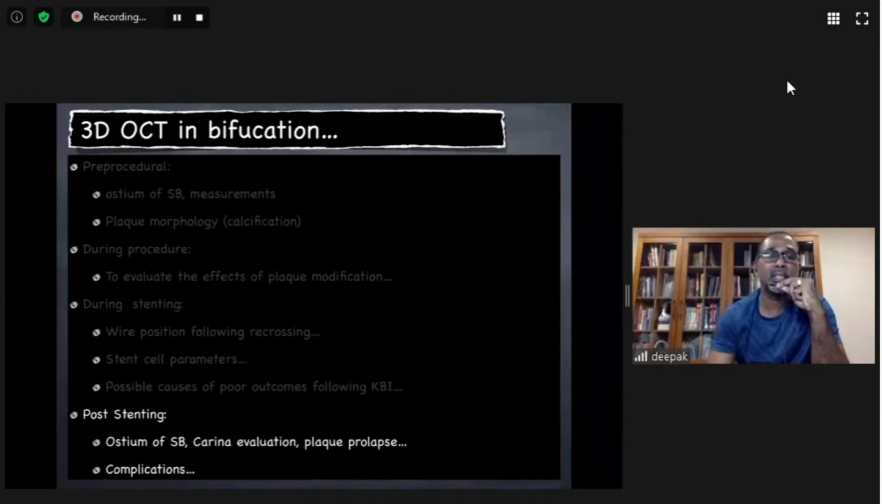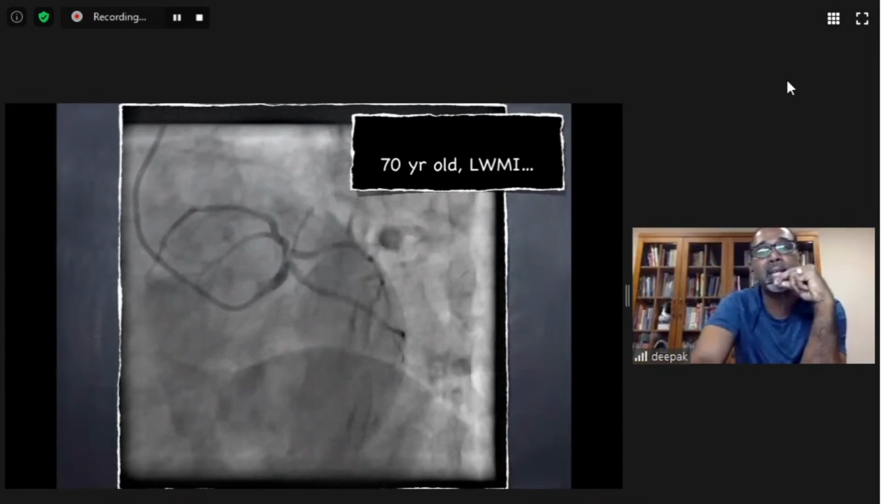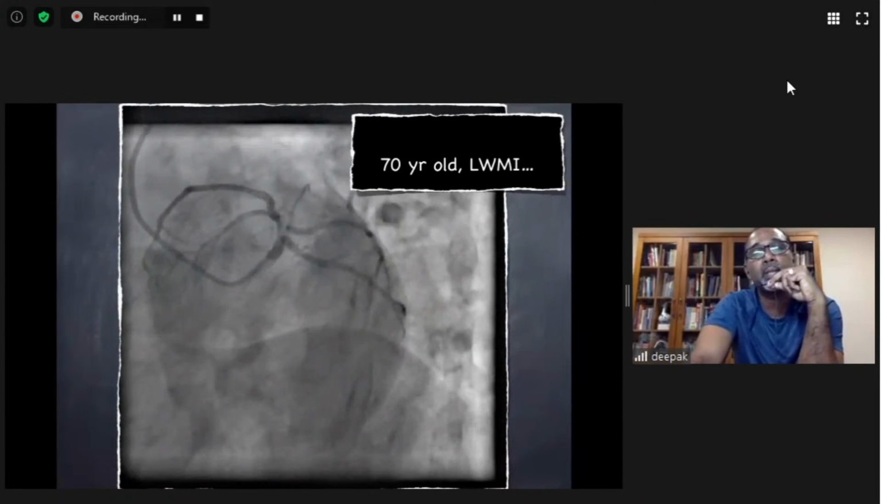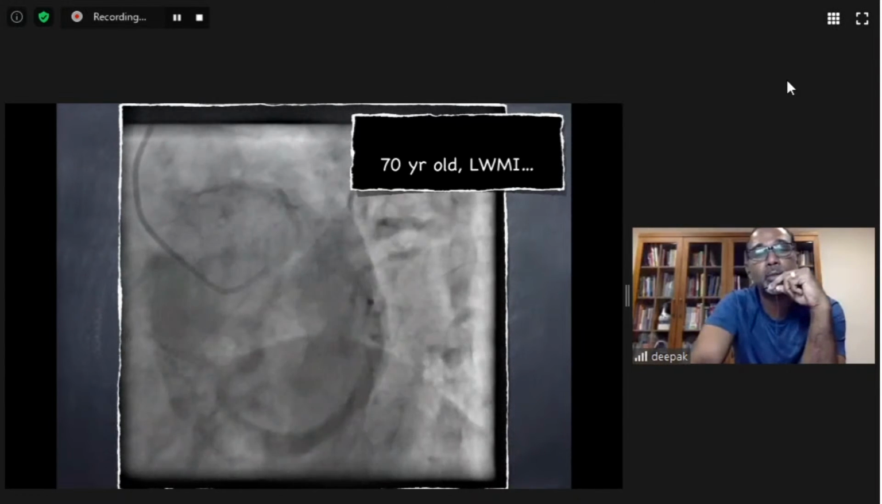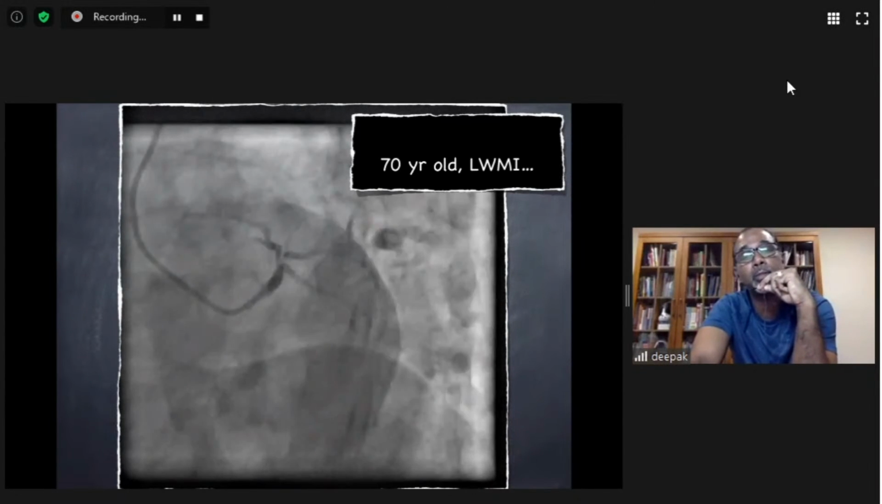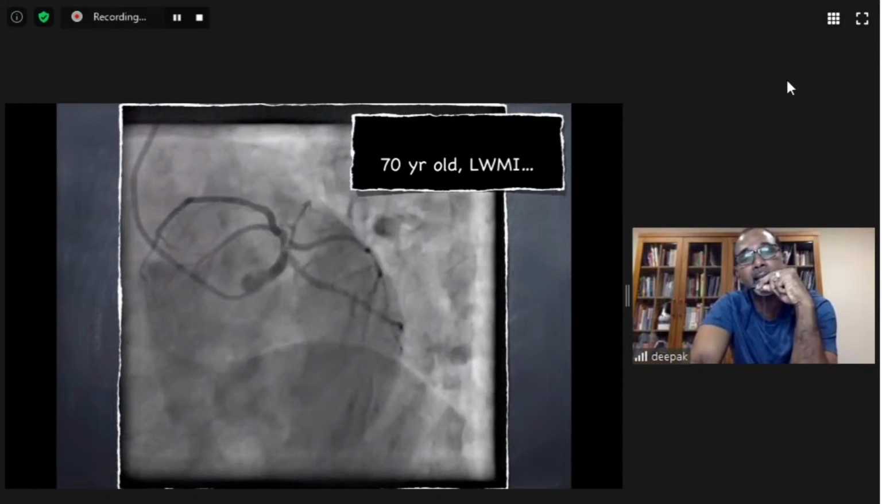Now, following stent implantation, when you do an OCT evaluation of the bifurcation, you can get an idea regarding the ostium of the side branch. You can evaluate the carina, you can look for plaque prolapse, and you can also evaluate complications. Now, this was a patient who presented with a lateral wall myocardial infarction. His diagonal was occluded. We're not bothered about that. We wanted to fix the ostial LAD critical stenosis.